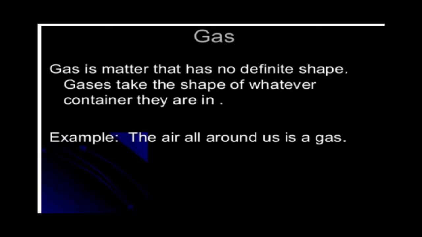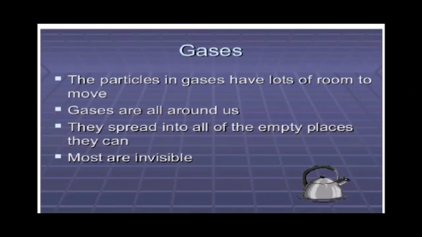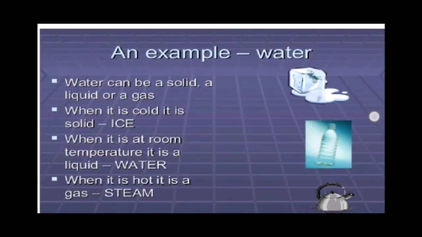Gas is matter that has no definite shape. Gases take the shape of whatever container they are in. For example, the air all around us is a gas. Gases are everywhere and can fill any container. For example, air, water vapor, and helium are all gases. The particles in gases have lots of room to move. Gases are all around us. They spread into all of the empty places they can. Most are invisible.